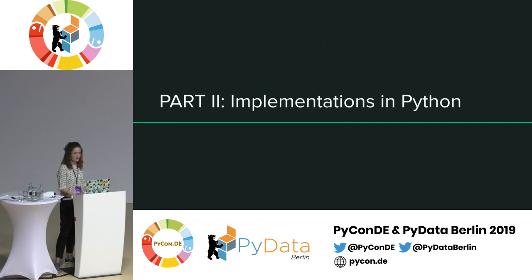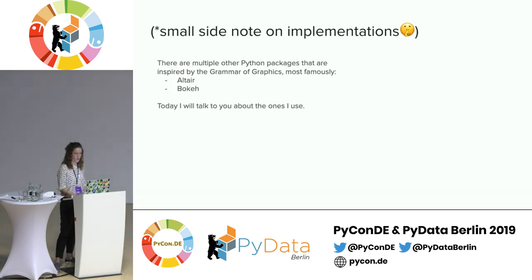Now, what about implementations in Python? I'll start with a little side note, which is that there are actually a lot of libraries out there in Python that are at least a little bit inspired by the grammar of graphics. Before, someone mentioned Altair, and there was actually a great talk from last year's PyConDE about the grammar of graphics and Altair specifically. And also Bokeh says that it's a little bit inspired by the grammar of graphics.